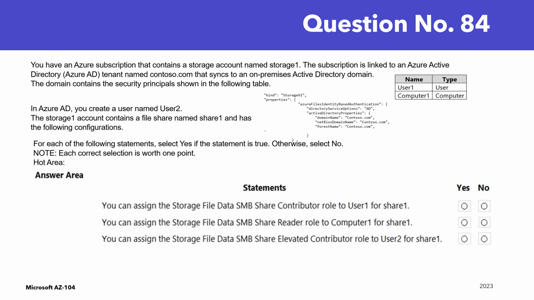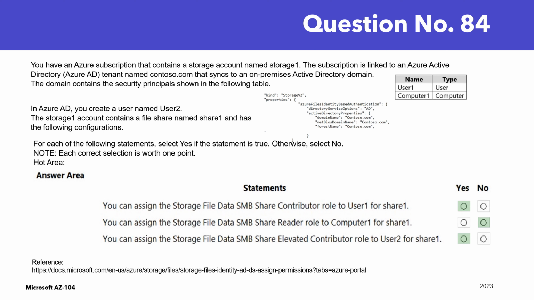You have an Azure subscription that contains a storage account named Storage1. The subscription is linked to an Azure Active Directory (Azure AD) tenant named contoso.com that syncs to an on-premises Active Directory domain. The domain contains the security principals shown in the following table. In Azure AD, you create a user named User2. The Storage1 account contains a file share named Share1 and has the following configurations. For each of the following statements, select yes if the statement is true. Otherwise, select no. Note: each correct selection is worth 1 point.